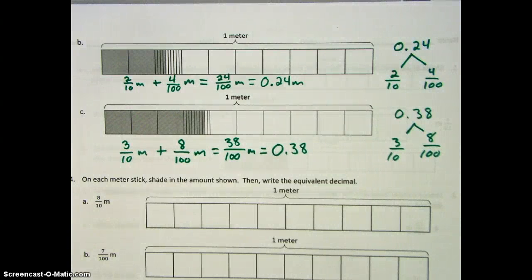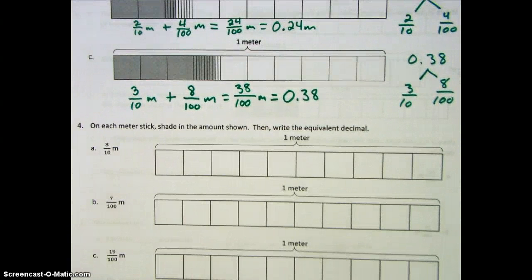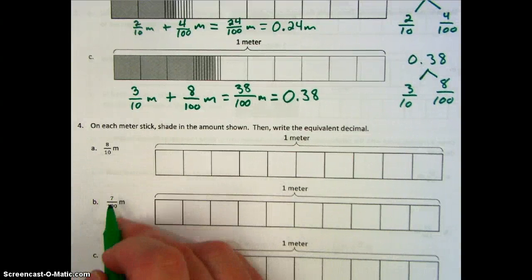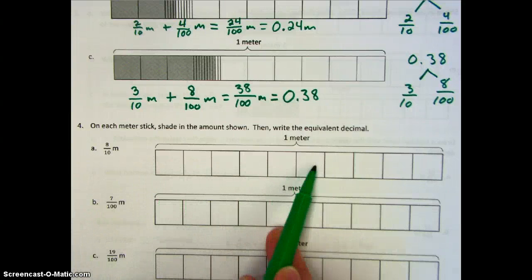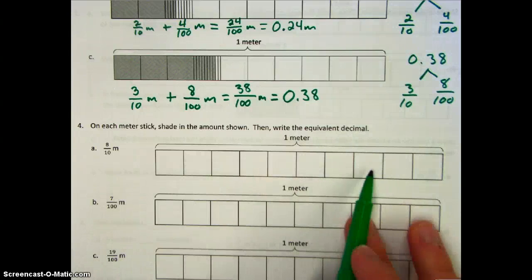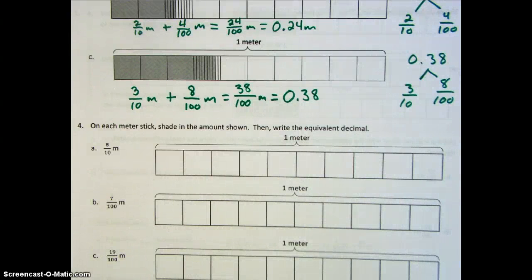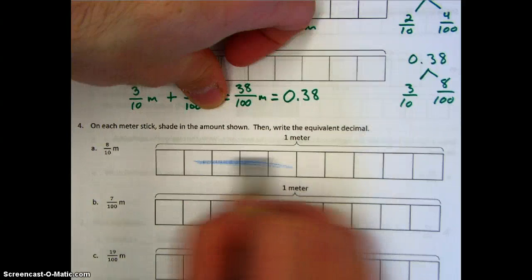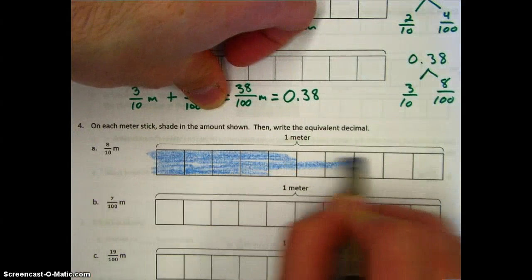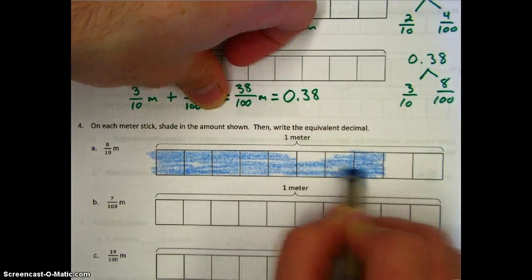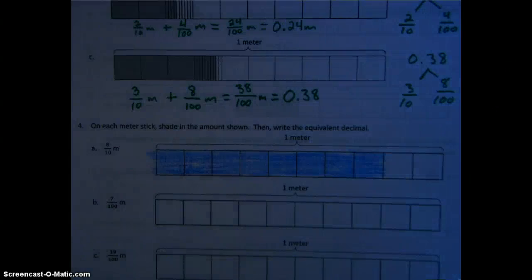Okay, moving on to question 4. On each meter stick, shade in the amount shown. Then write the equivalent decimal. So our first one here, we have 8/10. Now again, be very careful by looking at the denominator. So 8/10, which means we need to shade in 8 of these sections, because each of those larger squares is represented as 1/10. So we can take our crayon or our pencil and just lightly shade in 8.